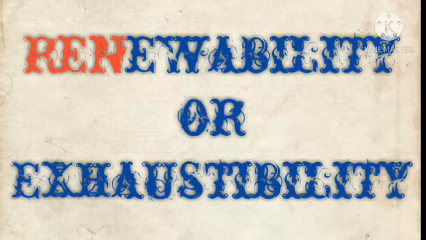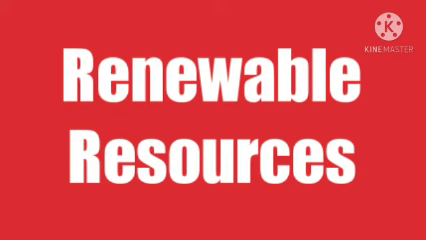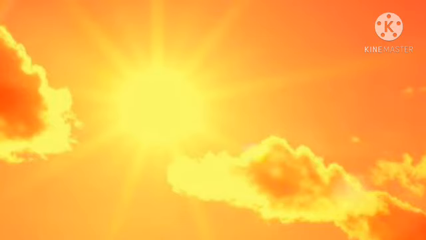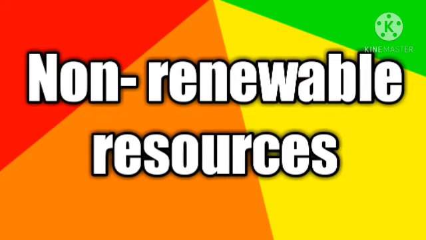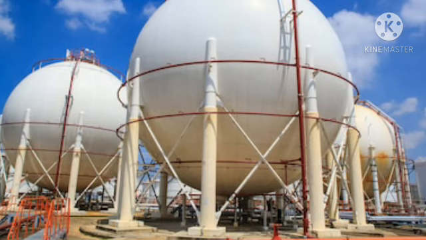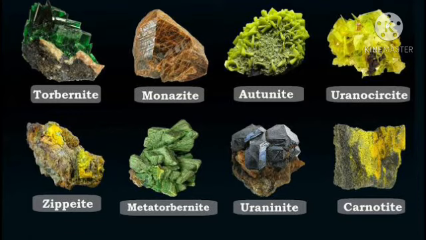On the basis of exhaustibility or renewability, resources are divided into two: renewable and non-renewable. Examples of renewable resources are air, water, sunlight, etc. It is limited and it must be used wisely. Examples of non-renewable resources are coal, petroleum, natural gas, minerals. It is limited, cannot be recycled or reused.